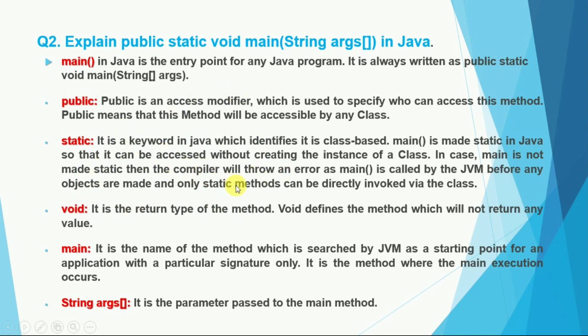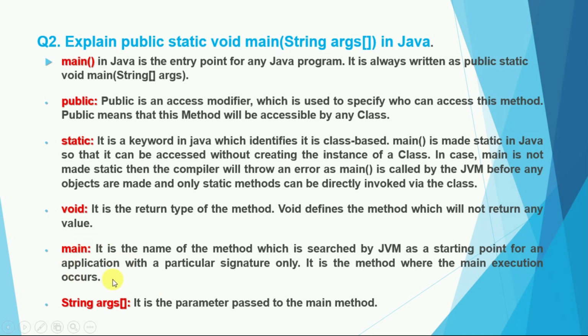Okay, so we basically use this static method so that we can directly invoke it via the class. So what is the purpose of this void? You already know about void in C and C++. It is the return type of the method, and void defines a method which will not return any value.